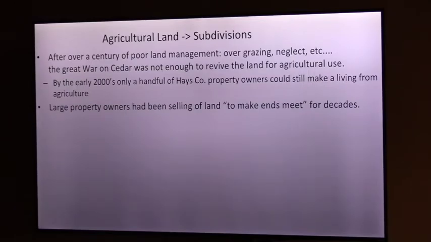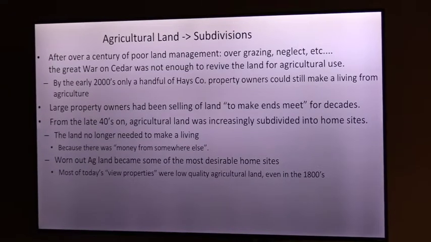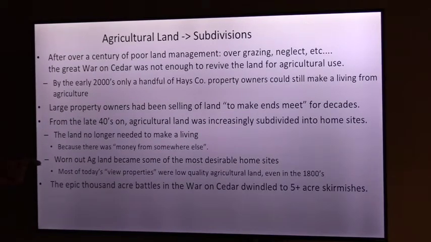Large property owners had been selling off their property to make ends meet for decades. And from the 40s on, it was increasingly subdivided into home sites. And that's because the land no longer needed to make a living. The money was coming from somewhere else, 401ks, Social Security, investments of other kinds. Worn out ag land became some of the most desirable home sites in the world, because they look out over that. They were terrible places in the settlers' days because there wasn't any live water up at the top of these hills.